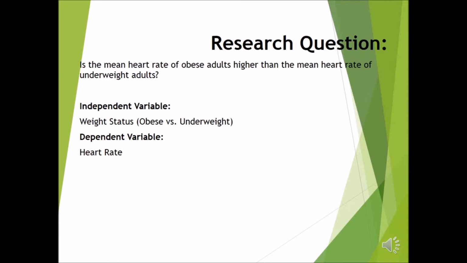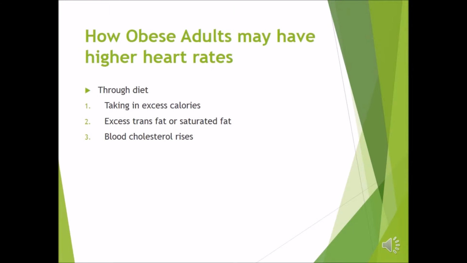Alright, for today, we are going to show you how we use biostatistics to answer a research question. As you can see, the research question is: is the mean heart rate of obese adults higher than the mean heart rate of underweight adults? From this question, we can see that the independent variable is the weight status and the dependent variable is the heart rate.